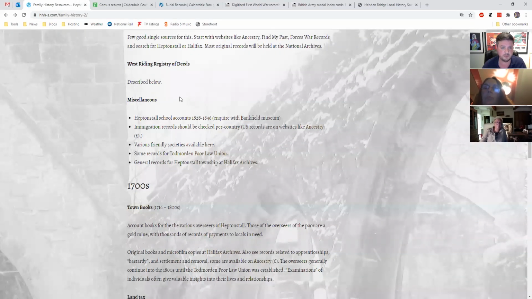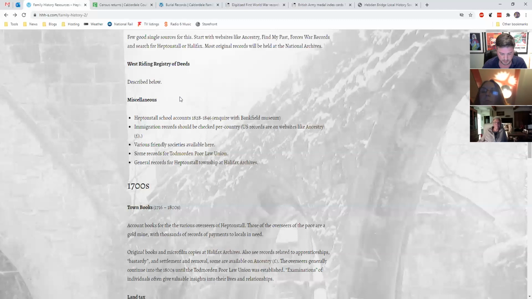Miscellaneous records, Heptonstall school accounts, pretty useful. For about 18 years' worth of history, they record all the children going to school at Heptonstall, and payments, how much money they spent on fire and quills and books and things like that, quite useful. Sometimes it's in the museum, and sometimes it's at Bankfield Museum, but I recommend inquiring with them if you're interested in having a look there.